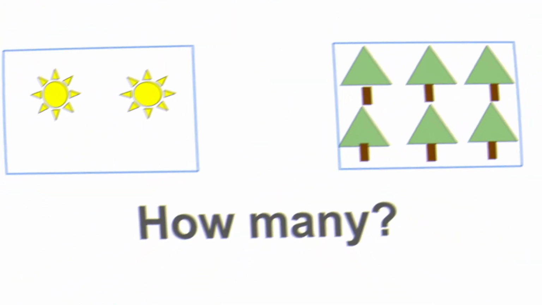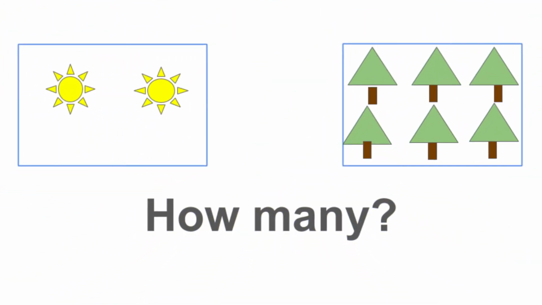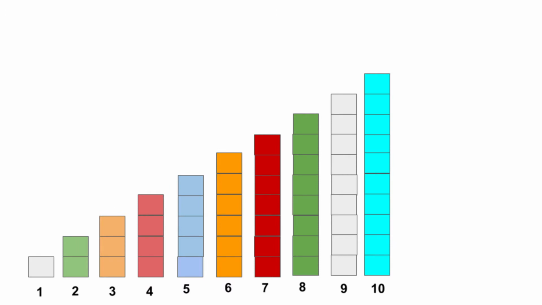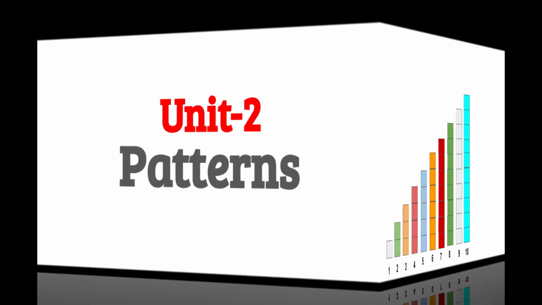Another teaching outcome for this unit is kids will be able to count and say how many objects are there in a group of up to 10 objects. They can also compare amounts up to 10 and say which number is more and which one is less.